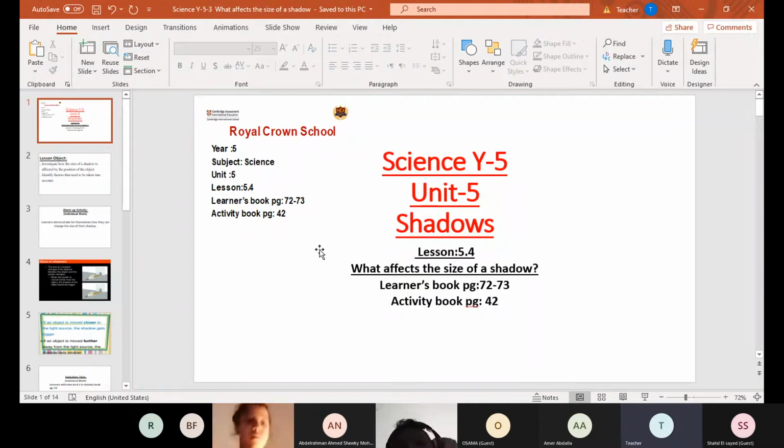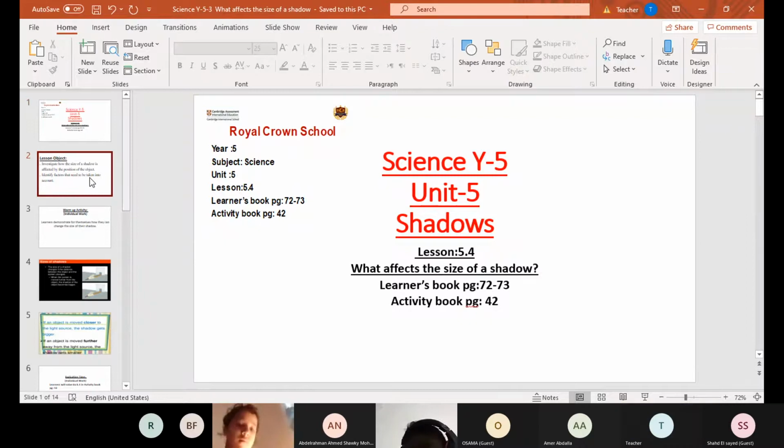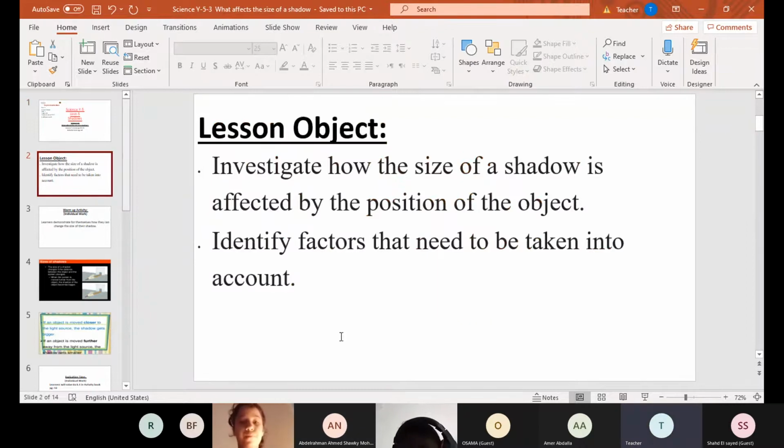Everyone open, please. This is my lesson objective: we are going to investigate how the size of a shadow is affected. Page number 72, Learner's Book. We are going to investigate how the size of a shadow is affected by the position of the object. So, if you change the position of the object, the size will change.